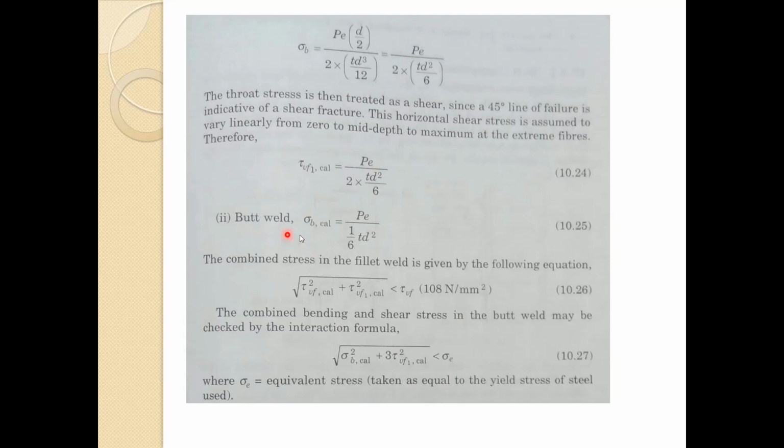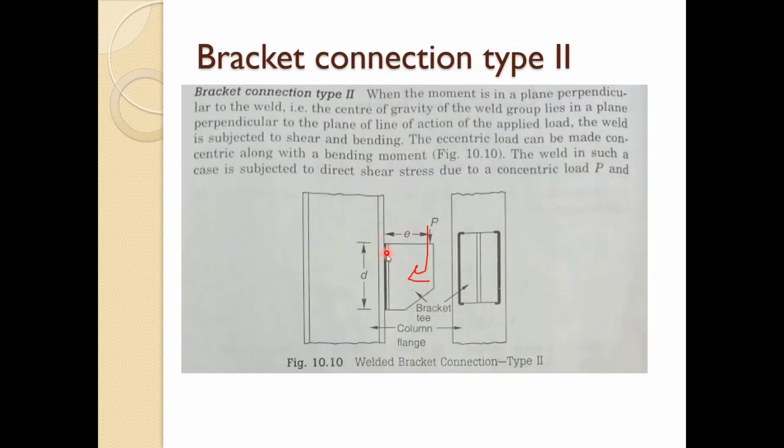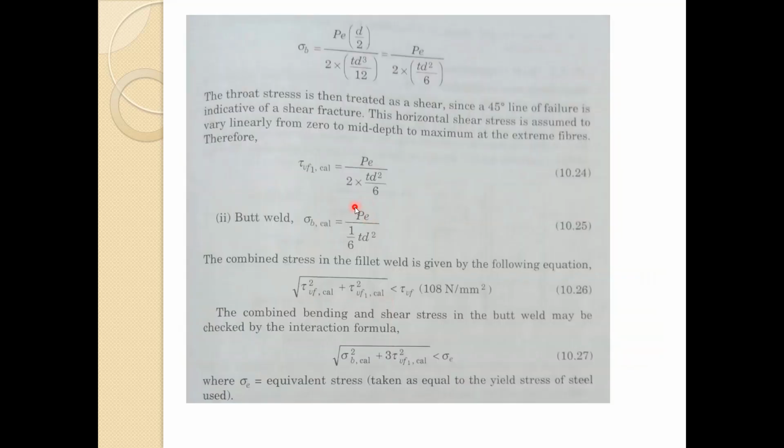And in case of butt weld, sigma b calculated is Pe divided by 1 by 6 td square, because we are providing only one weld over here, that is also behind. So this P into e is there, d by 2 again there, and instead of this 2, td square divided by 12. By dividing this d and 2, we will get 1 by 6 td square, same as the section modulus of a rectangular shape.